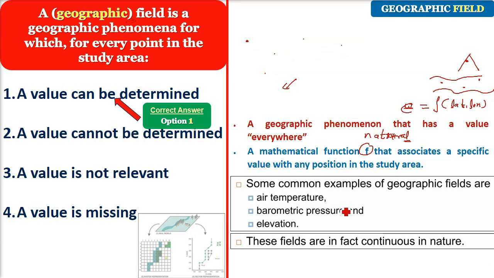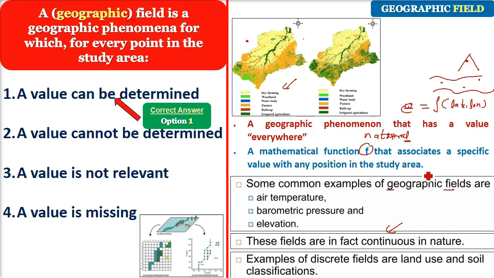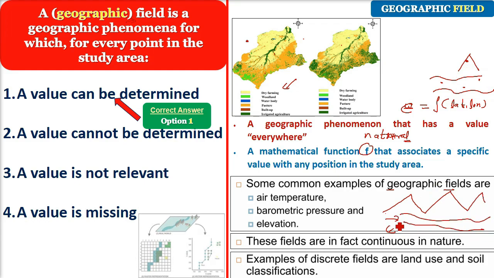So these fields can be of two types. Geographic fields can either be continuous or discrete. Most of the fields are continuous because these are geography, and geography normally, if you see in the real world, if the Himalayan ranges are being talked about, there will be a range of mountains, not just one mountain. Rivers flow from start to end. It's a continuous feature, a continuous geographic field.